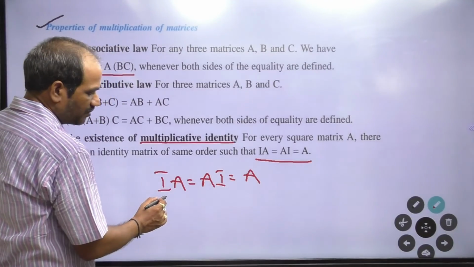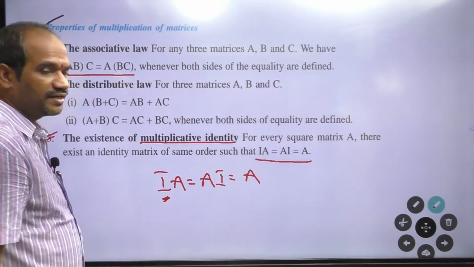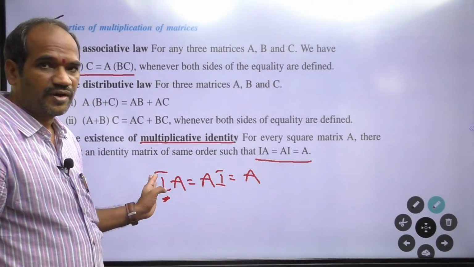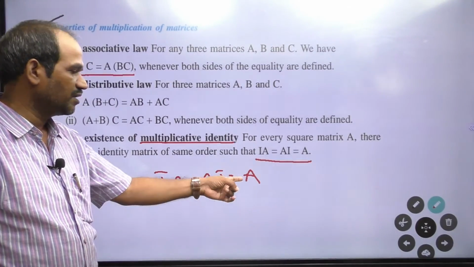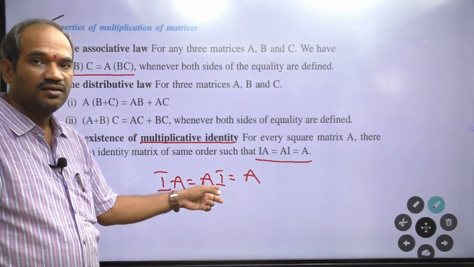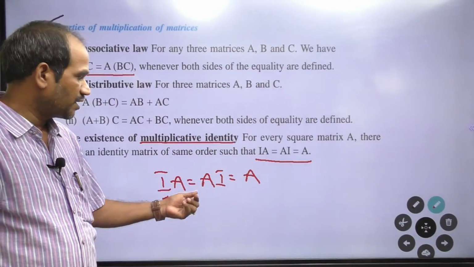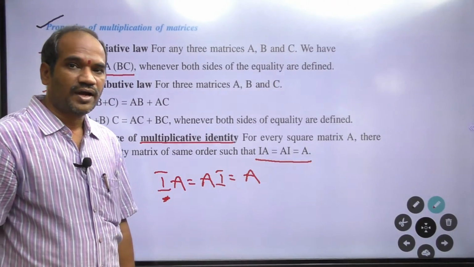So I is the multiplicative identity in matrices, giving the same matrix. I into A is equal to A, and A into I is equal to A. So I is the multiplicative identity.